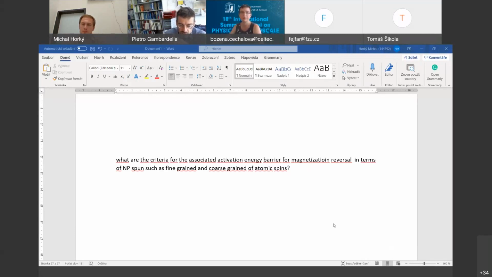Now, how this proceeds in practice is really system dependent. It depends on geometry, it depends on size, it depends on the distribution of defects. It depends also on the presence of non-collinear magnetic interactions, like the Dzyaloshinskii-Moriya interaction, which is known to favor nucleation of reverse domains in certain structures. So this is very much system dependent.